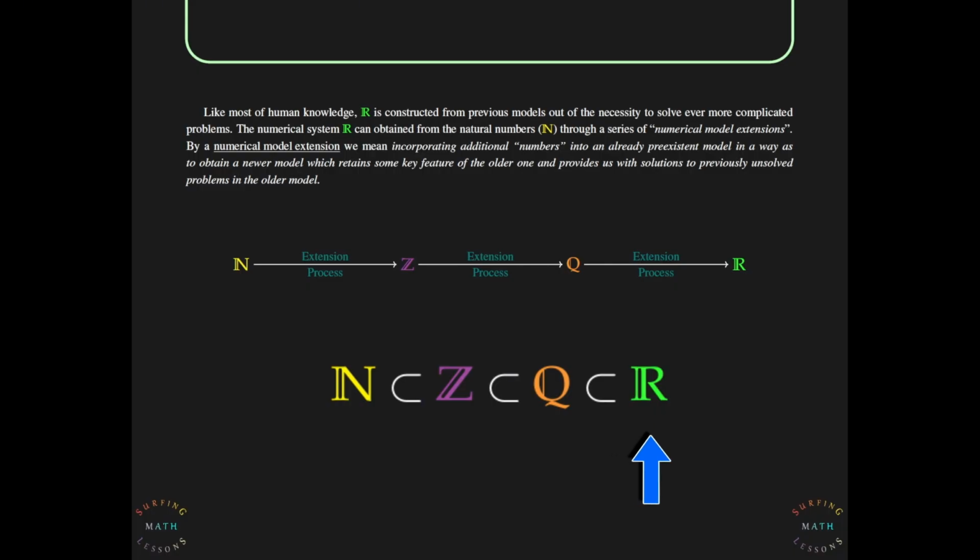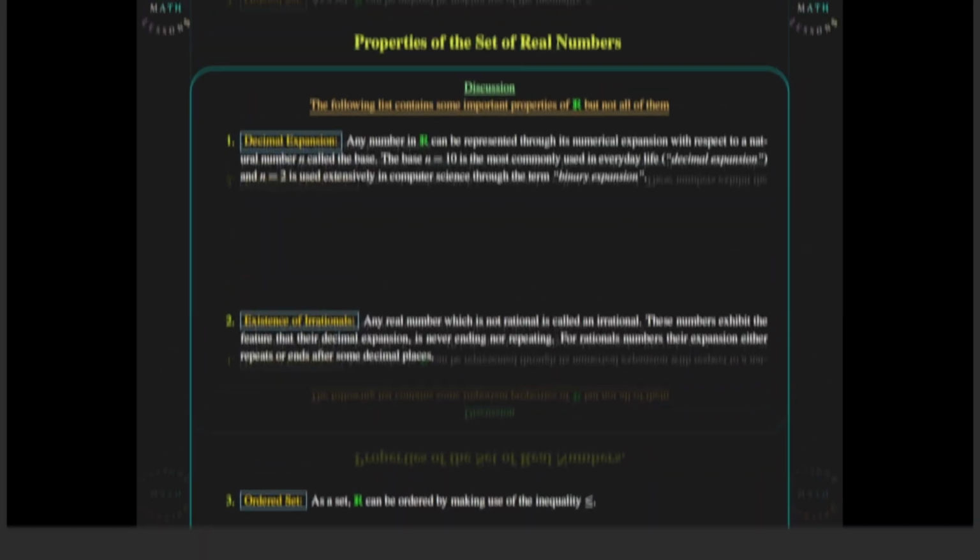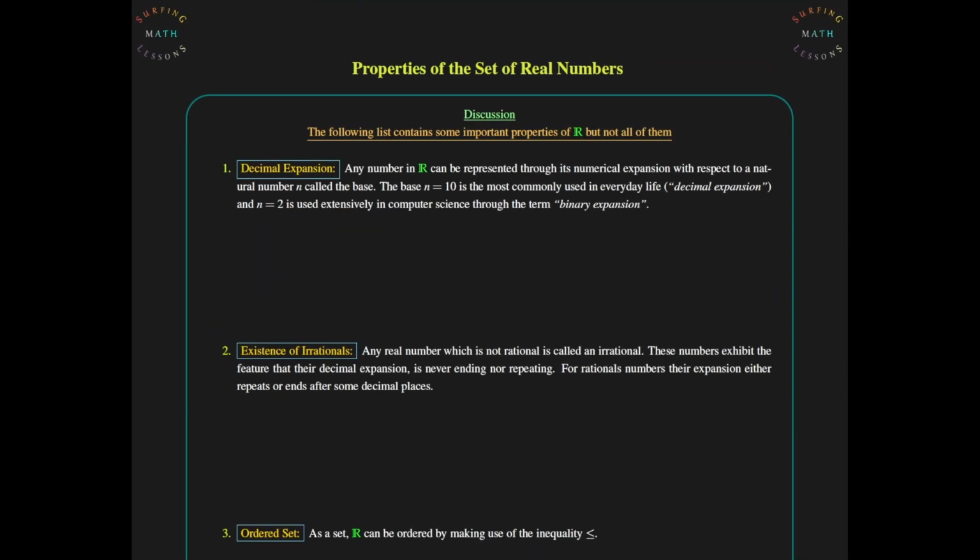So far we have taken a look at the origins of the real numbers and why they are useful. In order to expand this discussion, I am going to be introducing 5 key properties of the reals. The first property tells us that any real number has a numerical expansion associated to a choice of natural number called the base.